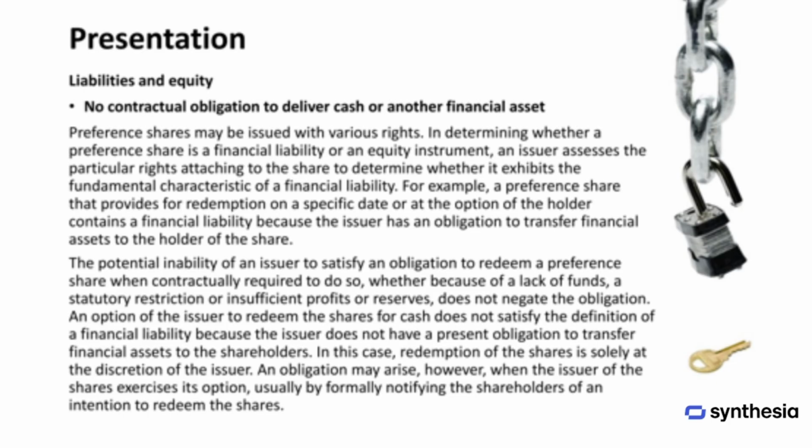However, if the issuer cannot fulfill the redemption due to lack of funds, statutory limits, or insufficient profits, the obligation still exists. Conversely, if the redemption is at the issuer's discretion, there is no present obligation, and the share is not a financial liability. An obligation only arises when the issuer chooses to exercise that redemption option, typically by formally notifying shareholders.